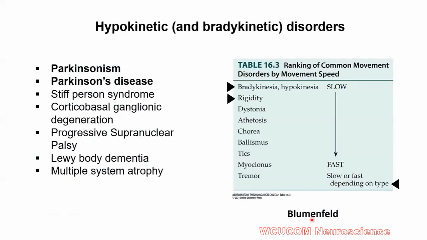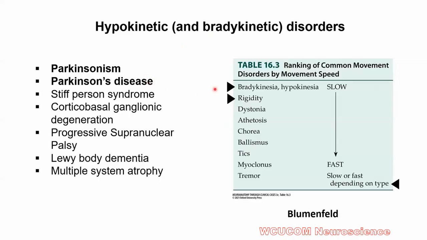Now, neurologists will subdivide movement disorders into two opposing categories. At one end of the spectrum, there is slowness of movement and extreme difficulty initiating movement, and they are the bradykinetic disorders. At the other end of the spectrum, there are the hyperkinetic disorders. Now, speaking of the hypokinetic and bradykinetic, meaning slowness of movement disorders, Parkinsonism and Parkinson's disease will stand out.